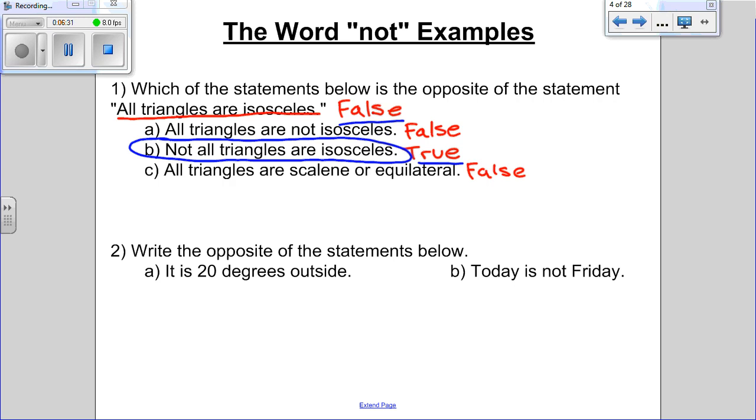Down below, you can do 2 of them, so you can write your own sentence below. But you want to add the word not to the sentence so that it's no longer true or it's no longer false. So for instance, it says it is 20 degrees outside. That's currently false. If I wanted to make that a true statement, I would say it is not 20 degrees outside.